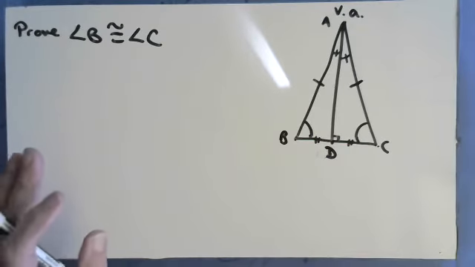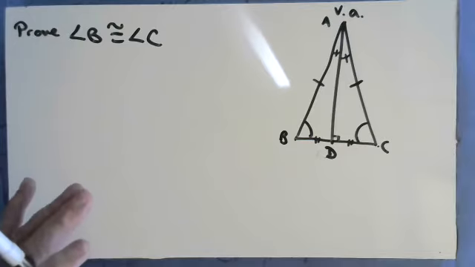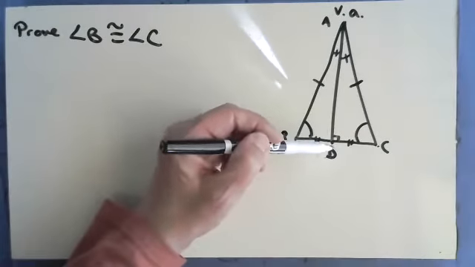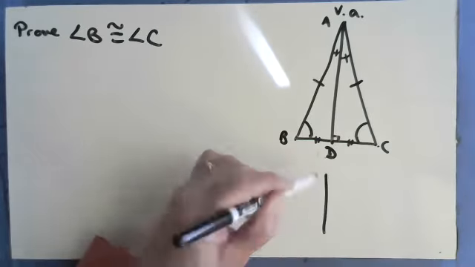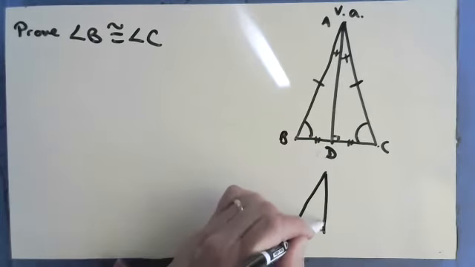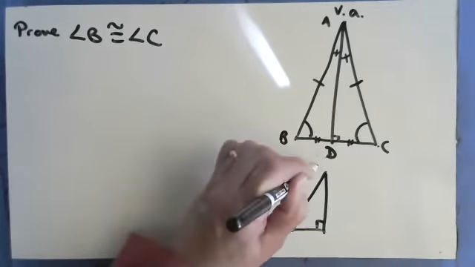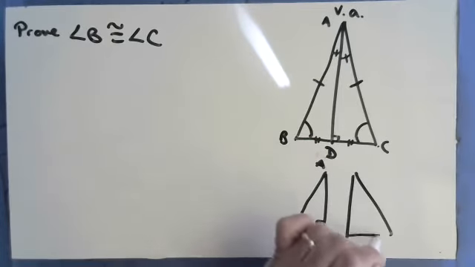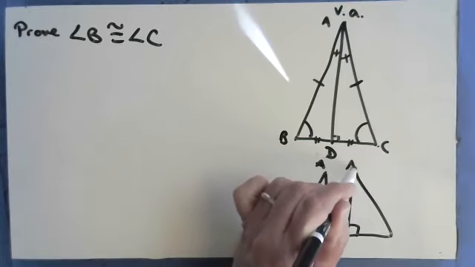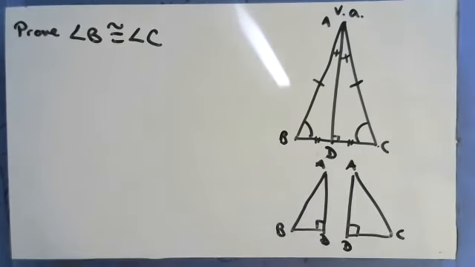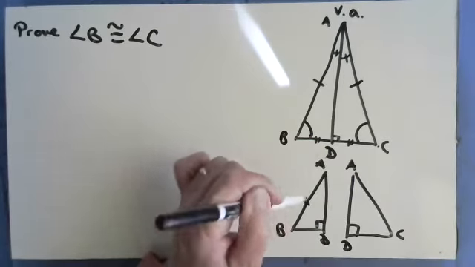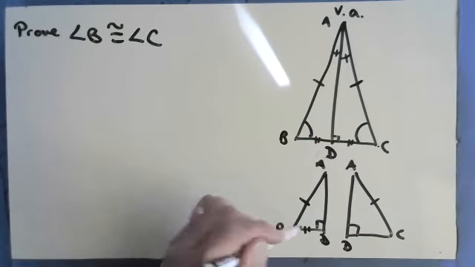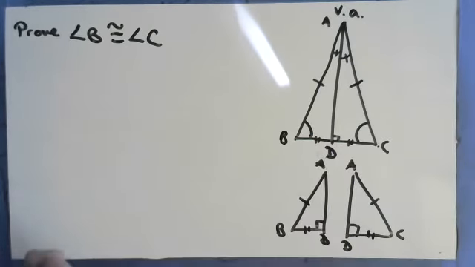I want you to think about the triangles that we created with this line being added. Let's extract them. We have this. This is B, A, and D. And we have this. And this is A, C, and D. And we already know that AB is congruent to AC. We know that BD is congruent to DC.